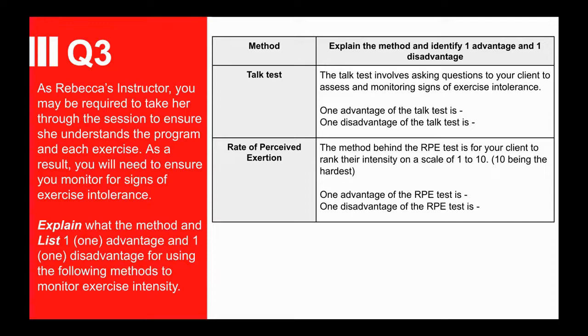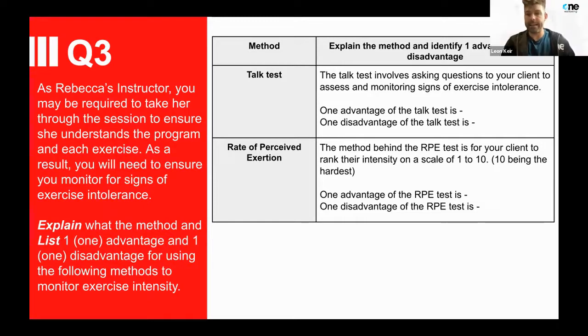Cool. All right. So we need to write down an explanation of what the RPE is. RPE is a score between 1 to 10, 1 being really easy, 10 being really hard. And it is the perceived exertion rate that the client feels they're working at.